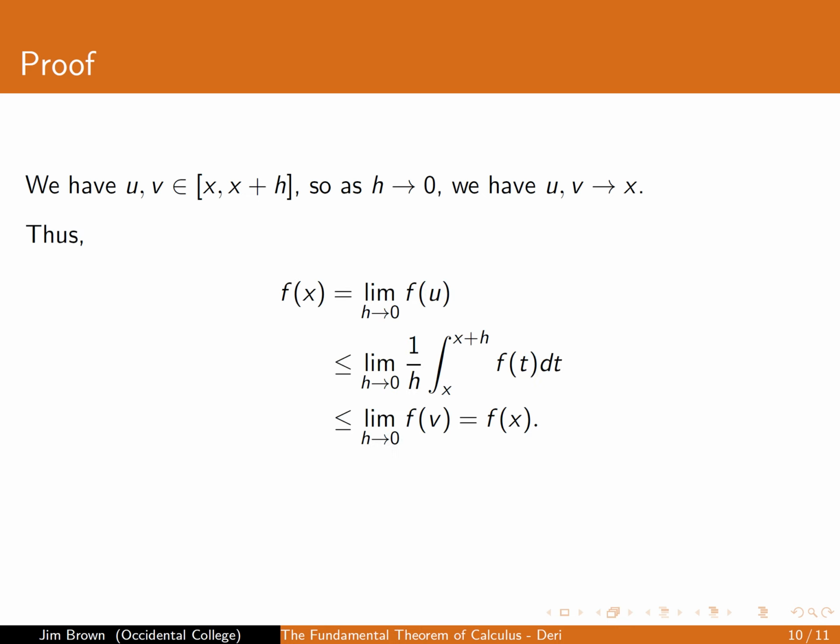So what that means is f of x is the limit as h goes to 0 of f of u, because u is getting closer and closer to x. I know that f of u is less than or equal to this, so the limit is less than or equal to this. And we know that this thing is less than or equal to f of v, and that's f of x. So if f of x is less than or equal to this limit, which is less than or equal to f of x, that limit has to be equal to f of x. So this limit in the middle is the derivative, so the derivative is little f of x, just like we claimed. And so that gives a sketch of the proof here for this version of the fundamental theorem of calculus.